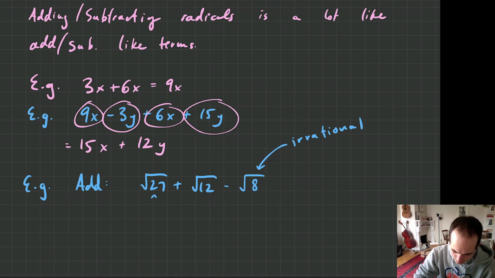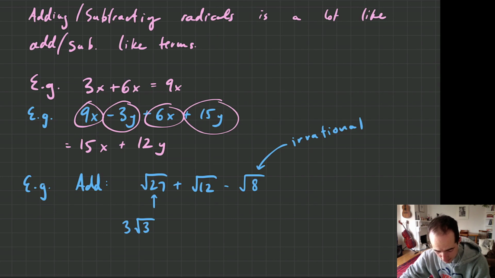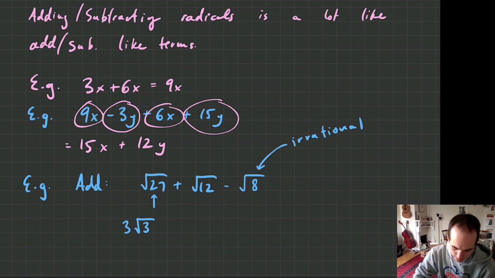So in this case, I think I can factor out a 9, because 9 is a factor of 27, and 9 is also a perfect square. So let's factor out a 9, so that would give me 3 times the square root of 3, right? Because 27 divided by 9 is 3, and the square root of 9 is 3, so that's why there's 2 3's there.